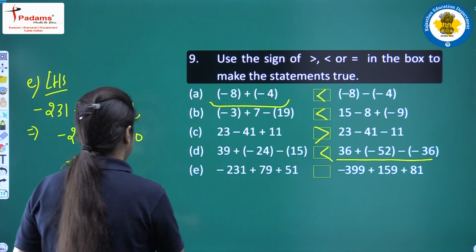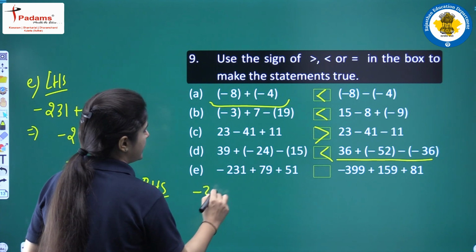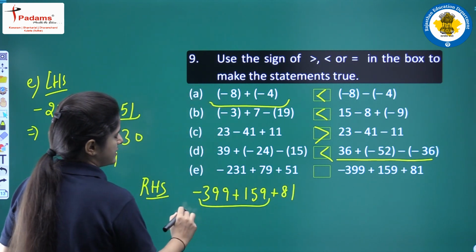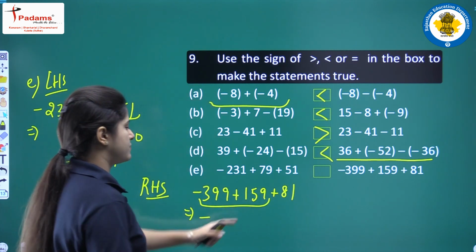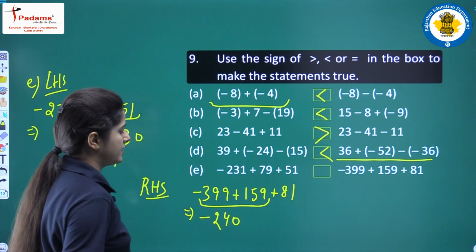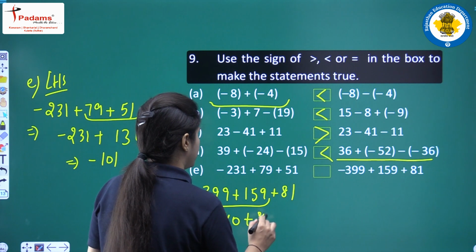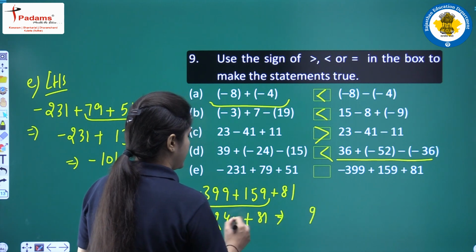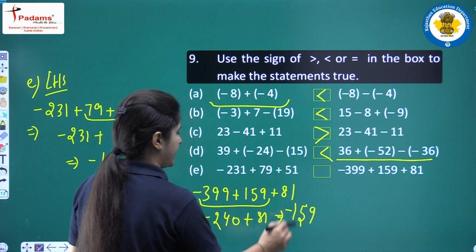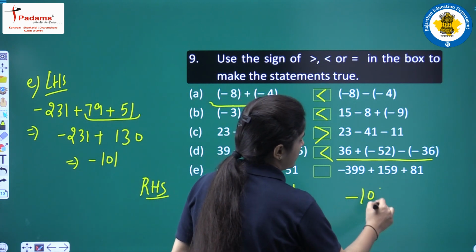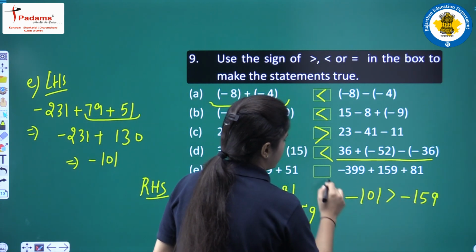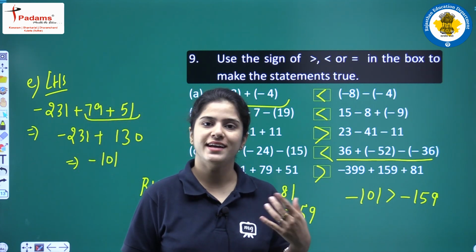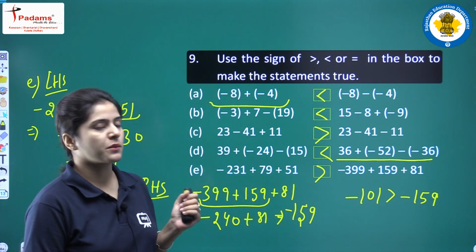So let's do the right hand side. Minus 399 plus 159 plus 81. Now this plus minus is minus, 159 plus 81 is 240, okay. Minus 399 plus 240, plus minus is minus. So the answer of this is minus 159. So minus 101 and minus 159, the greater will be this, okay, because the more negative the number is, the smaller the number is, okay students. So this was all about question number 9.